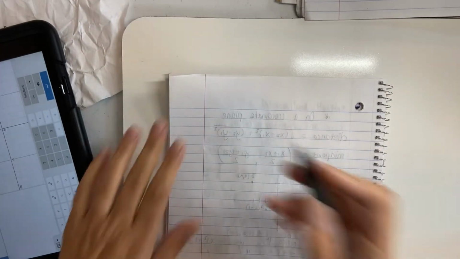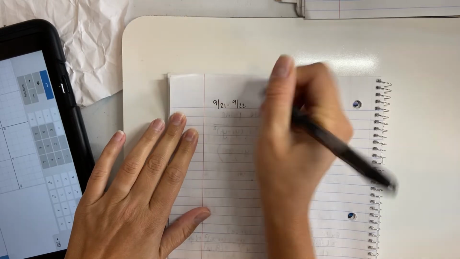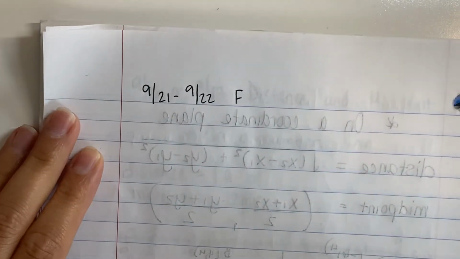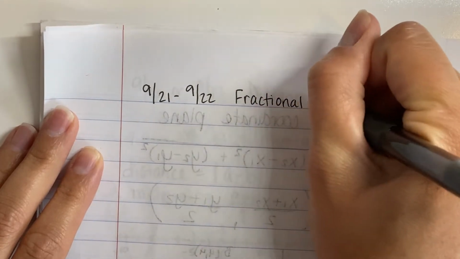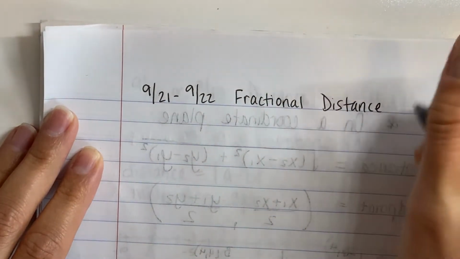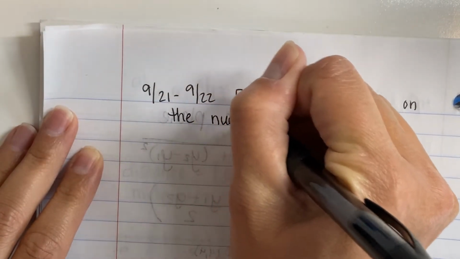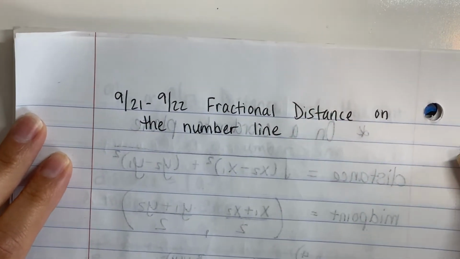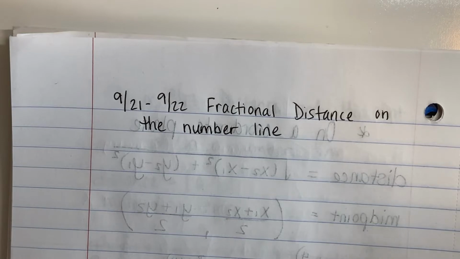So today is 9/21 or 9/22. We're doing fractional distance on the number line. Let me zoom in a little bit so you guys can see that better. Now remember, check for updates every day on Schoology because I do record these videos way in advance. Other updates will be just on Schoology on the update page.